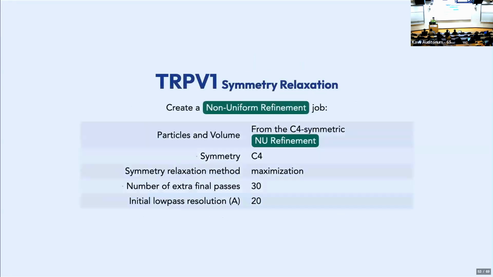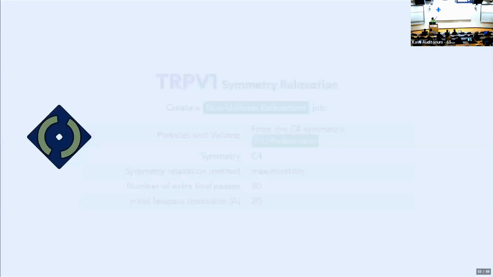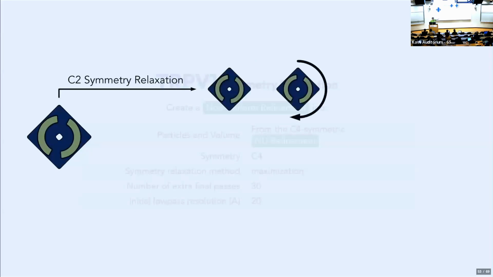So let's try and do the same thing that we did for the TRPV5 case, where we'll create a non-uniform refinement, and we'll give it the particles and the map from the C4 non-uniform refinement. We're going to select C4 symmetry here. And this might be a little surprising because we know the particles themselves are actually C2 symmetric, right? The channel is C4 symmetric, but the toxins make it C2 because there's that 180 degree rotation. So why don't we say C2 here? The reason is, let's just consider a particle that's in this forward orientation. If we impose C2 symmetry relaxation, what that means is we find the best pose and then we do C2 symmetry, we check 180 degrees. But in this case, that's the same thing because it really is C2 symmetric.